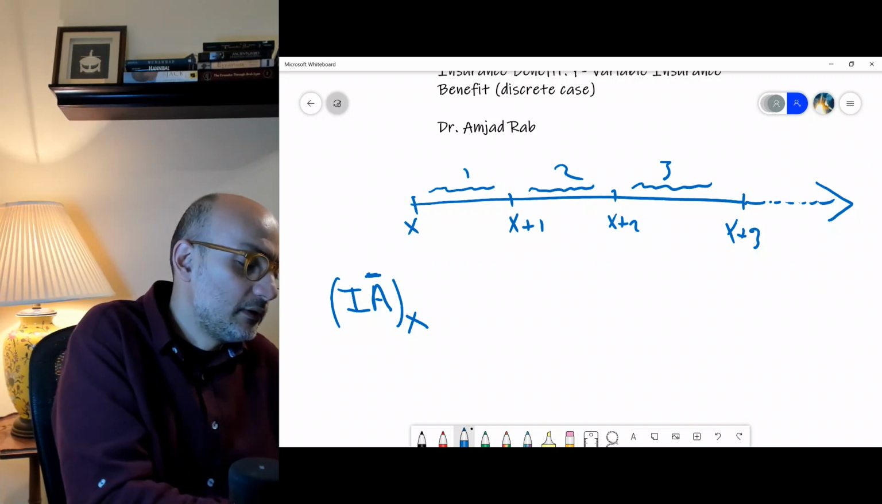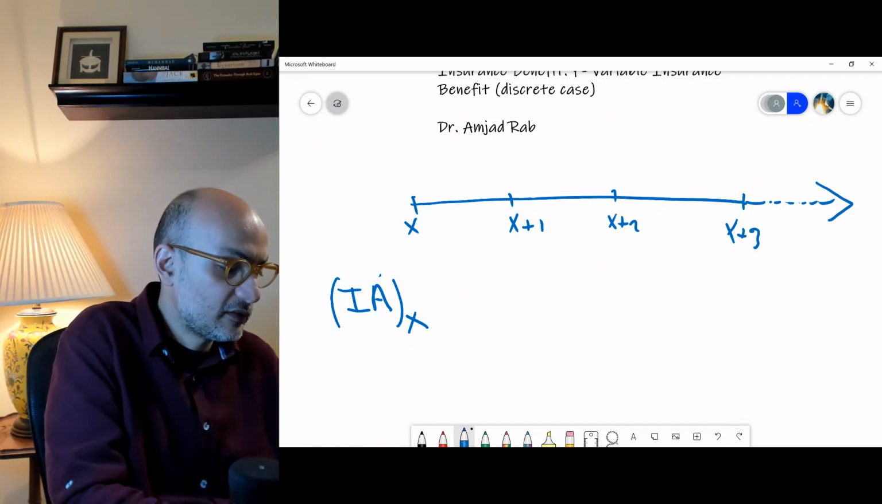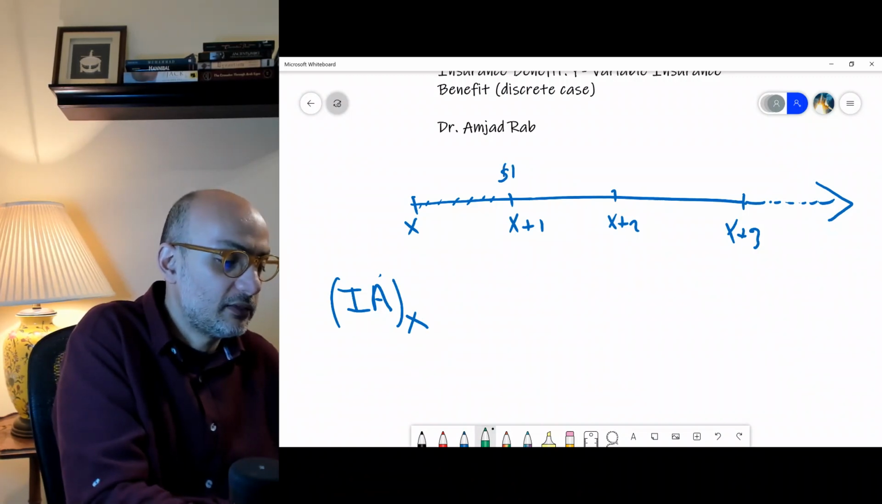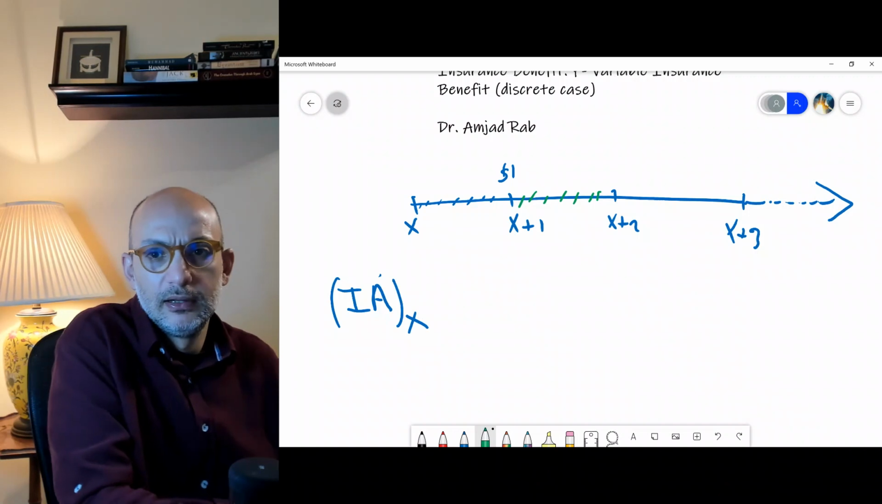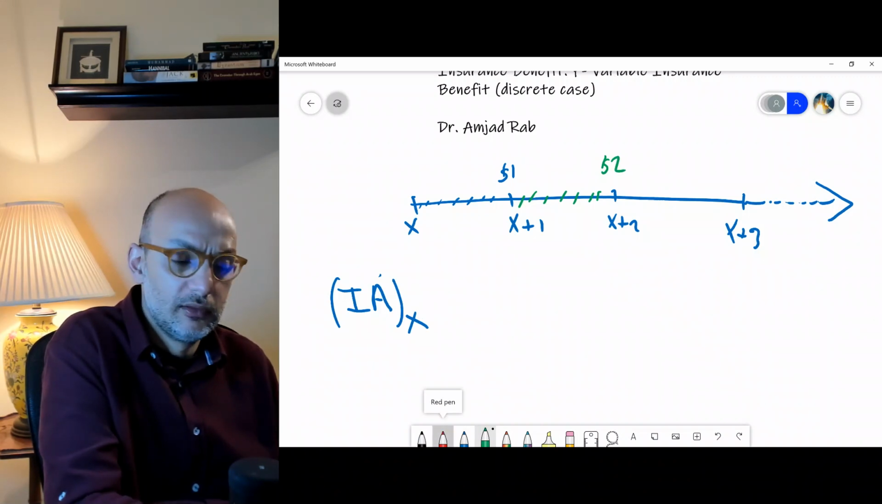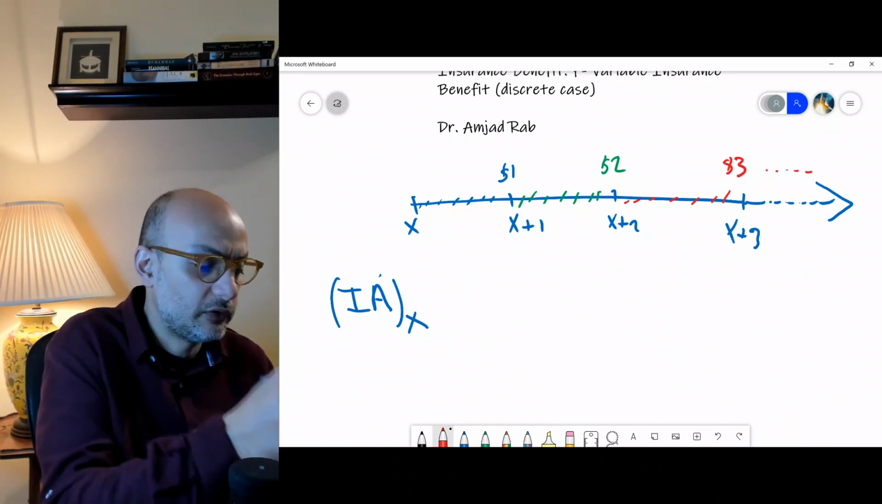Now we can remove this bar, and then things change. It's not at the moment of death, but rather at the end of the year. And if it's at the end of the year, let's take case by case. If death occurs here, then there is $1 paid here. Now, if death, I'll use a different color, occurs here, then the second benefit will be $2 here. Now, if death occurs in the third year, you will have $3, and so on and so forth. It keeps increasing, 1, 2, 3, 4, 5, 6.